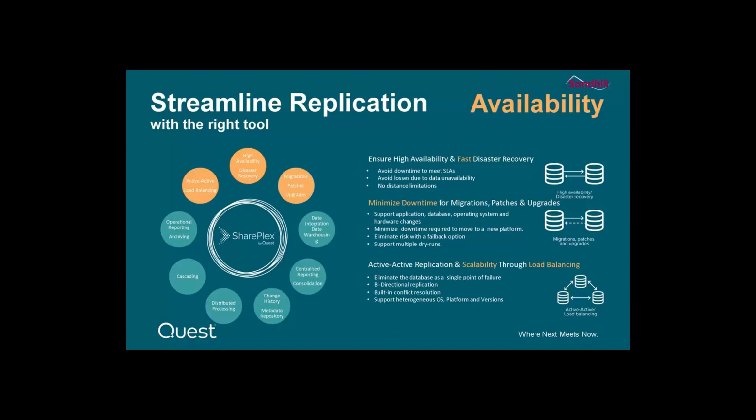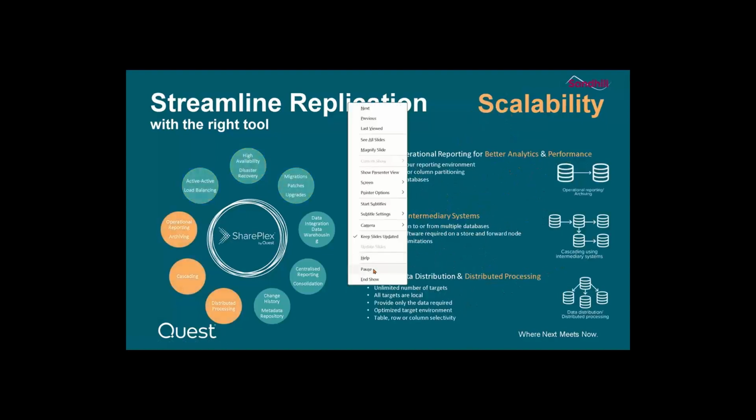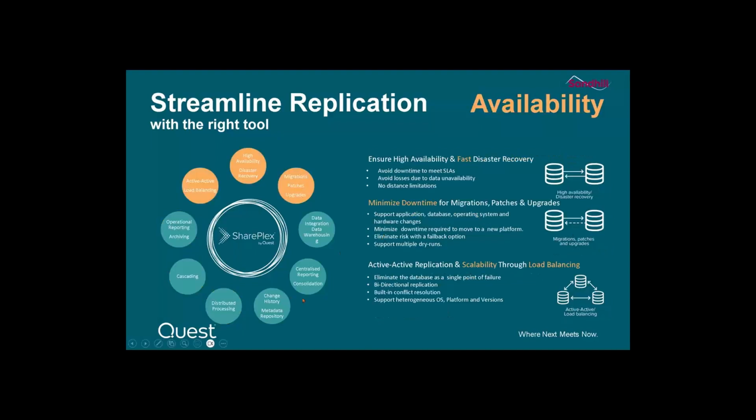Now I want to put a little light on the use cases. These are the out-of-the-box use cases available. I'll just stick with this and put a little light on it. When I say offloading, I think I missed one; this was the first one, sorry. The first one is high availability and fast disaster recovery. This is what we have been offering through SharePlex since day one.